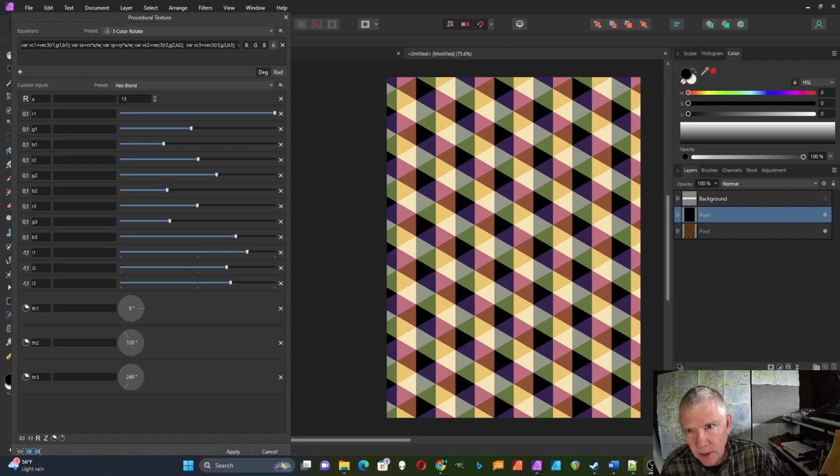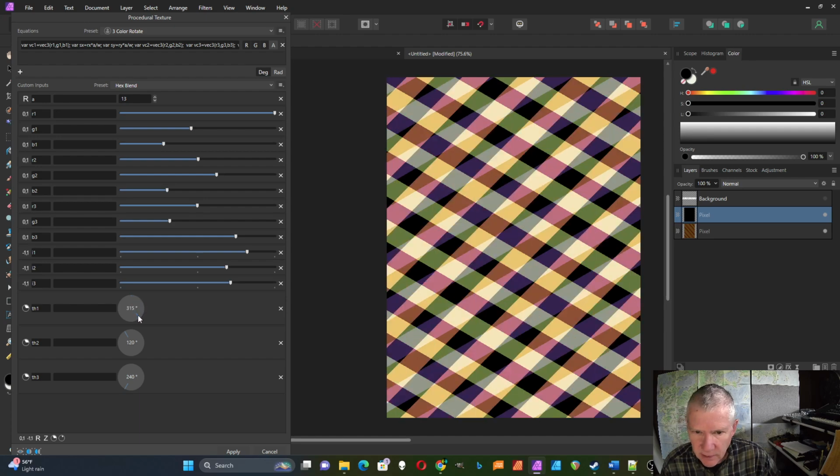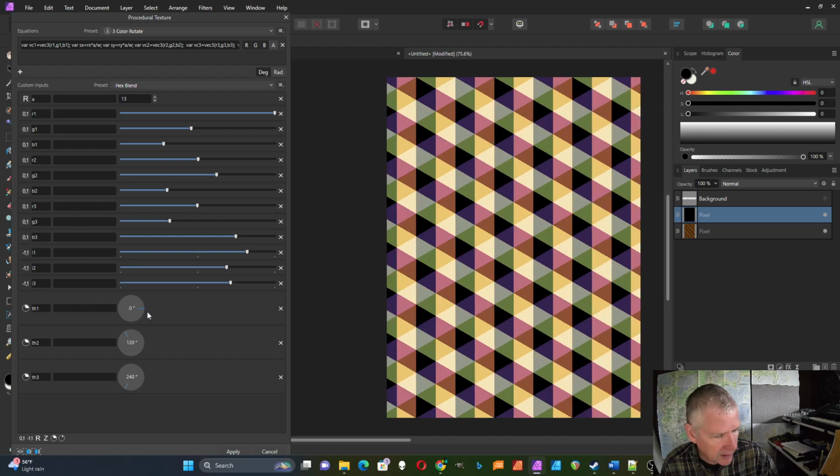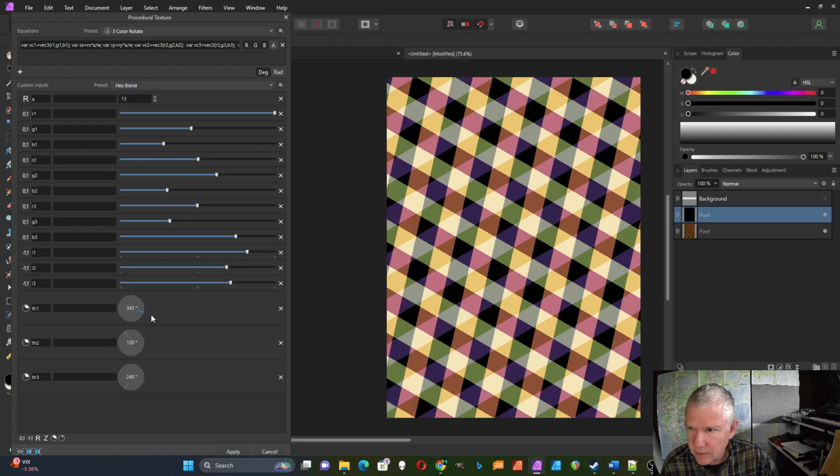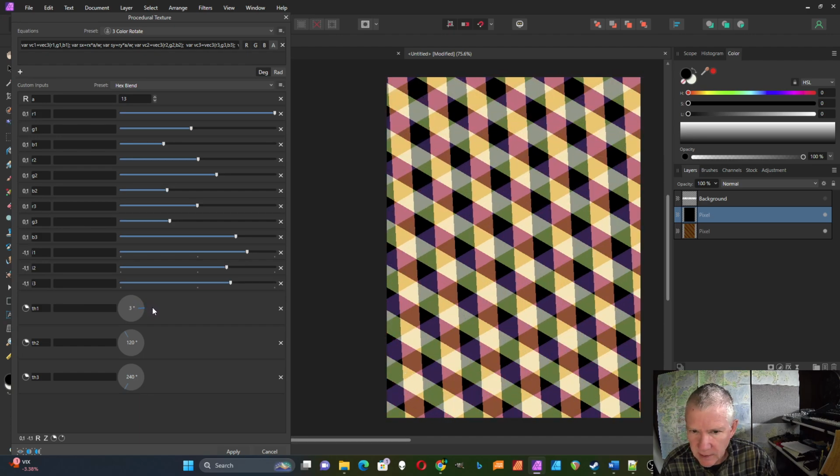Did you know that you can rotate your patterns in Affinity Photo's procedural texture filter? In this video, I'm going to demonstrate how to set up a rotation for any pattern that has an X and Y coordinate input. And so you can set up these rotation controls, and if you hold the Shift key down, you can have an arbitrary rotation.